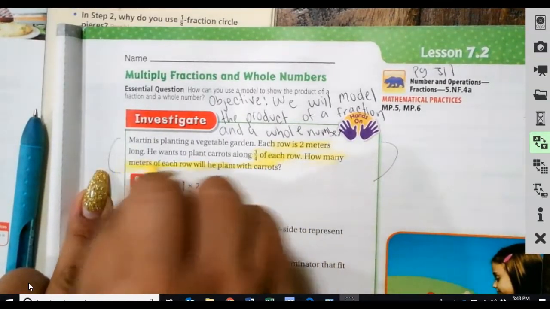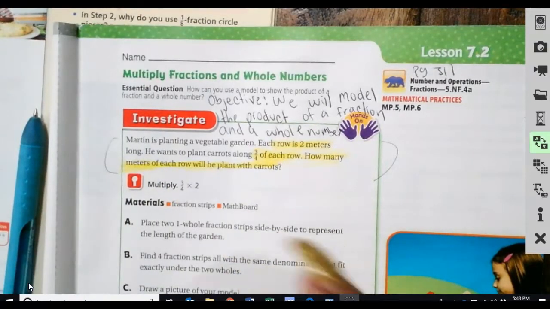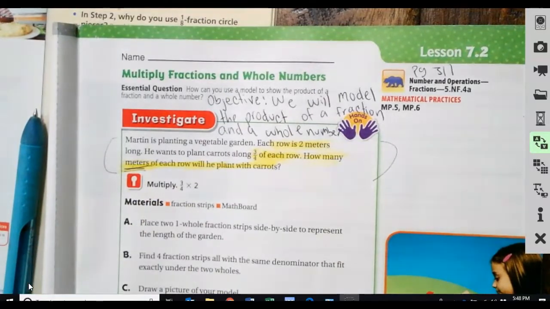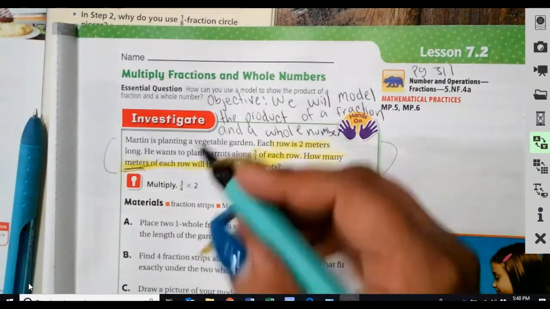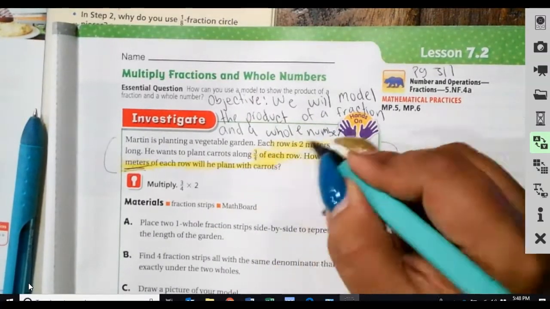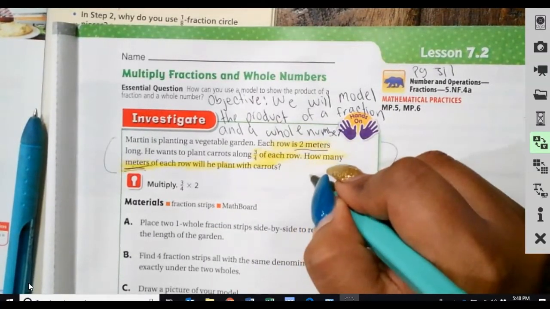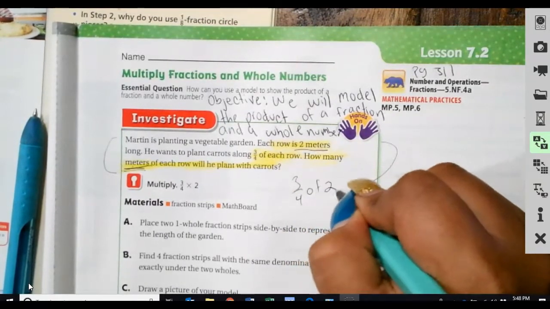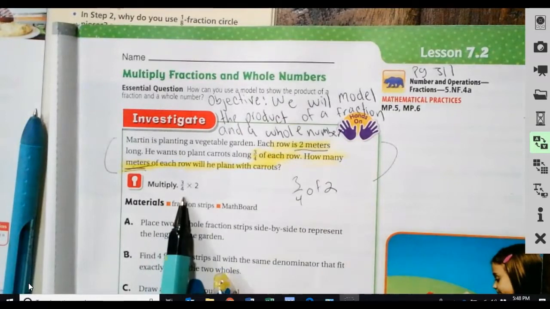How many meters? So meters is our final answer that we're trying to find. And that's important to note. So we're going to have to multiply. If we want to find 3/4 of 2 meters, remember, 3/4 of 2 meters, that means we are going to multiply.